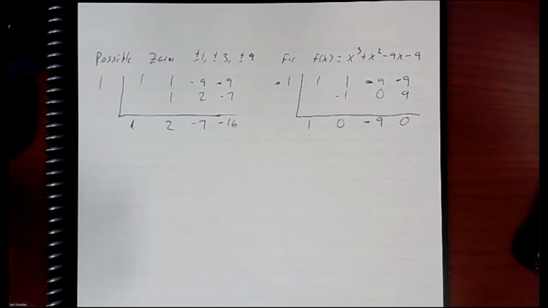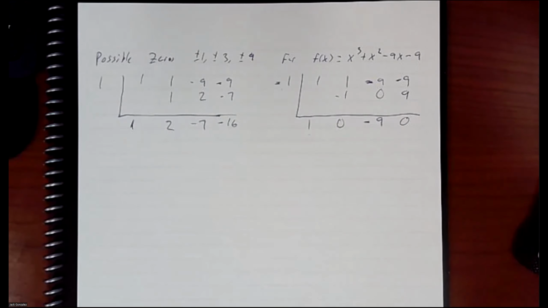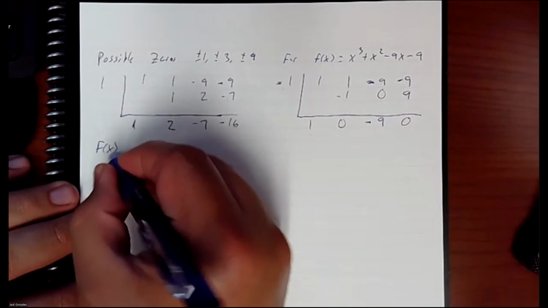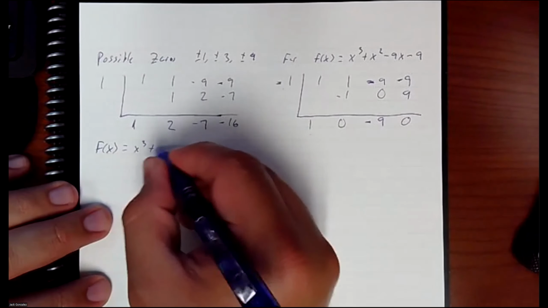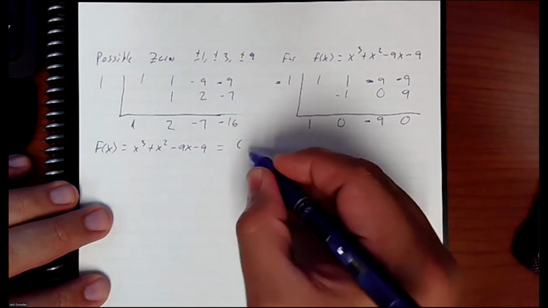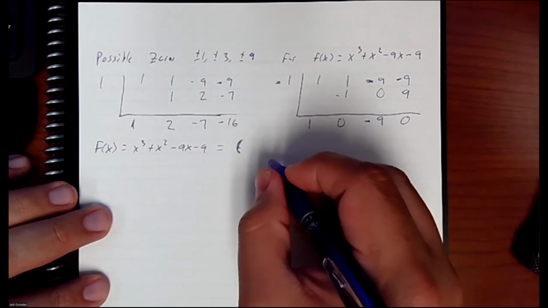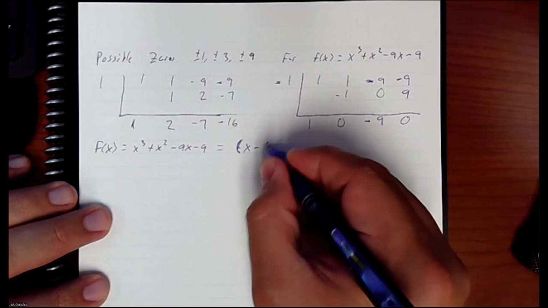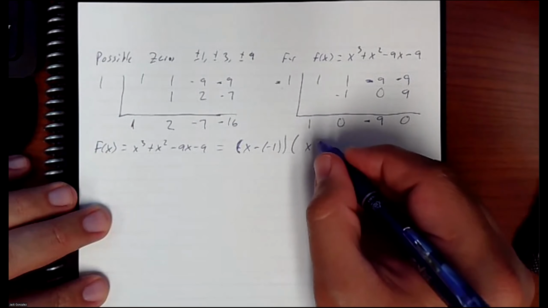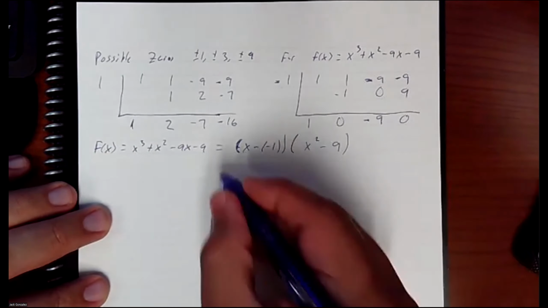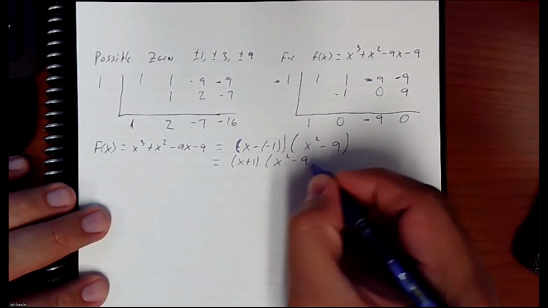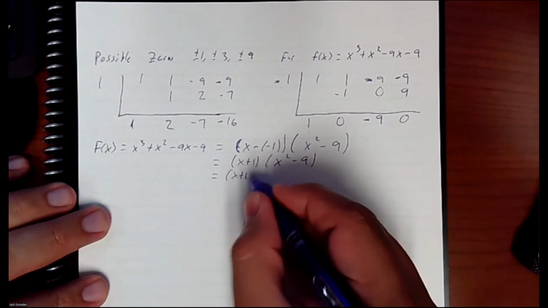Okay. So now that we found it, that means that f of x equal to x cubed plus x squared minus 9x minus 9 would be equal to x minus the 0 we just found, times the leftovers, so x squared minus 9. So that becomes x plus 1 times x squared minus 9. And that is a difference of squares, right?